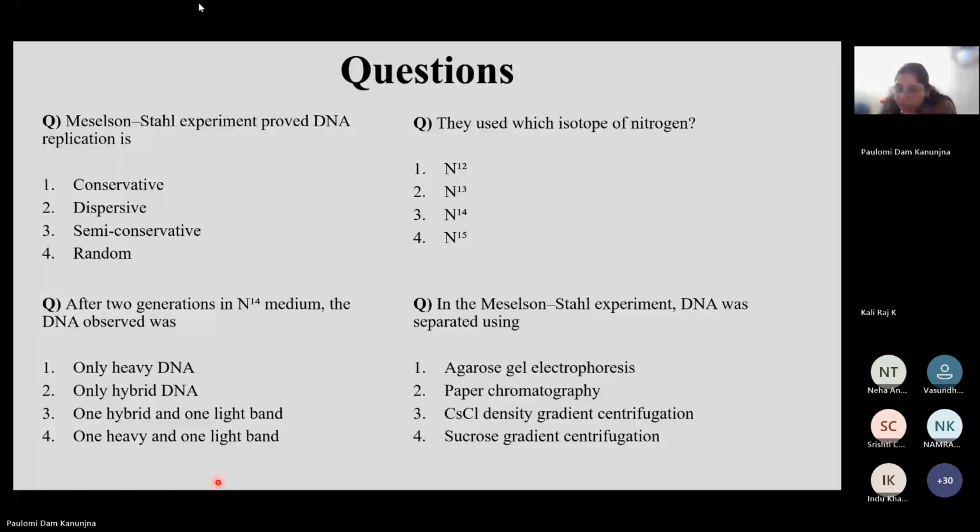Hybrid and 15 semi-conservatives. Yes. Okay. So these are the answers. As I can see, most of you got this right. Most of you got this also right, I believe. And 15 is what you all wrote. Yes. Most of you got this right. So this one is one hybrid and one light band, which you can see from this here. One hybrid and one light band here.